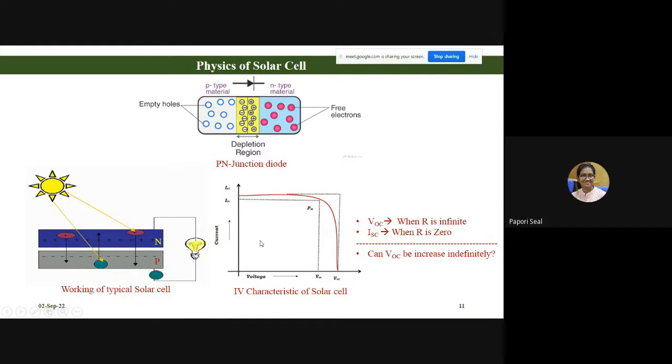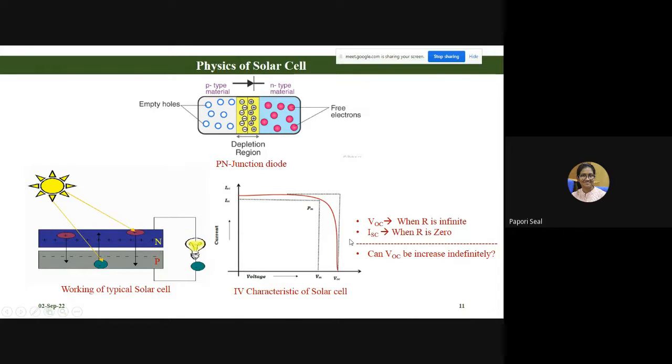Now here, potential difference is nothing but voltage. We know the definition of voltage: the potential difference between two points. That is your voltage. Here I have shown you the IV characteristics of a solar cell. Here we can see this is VOC, this is ISC. What is VOC and what is ISC?